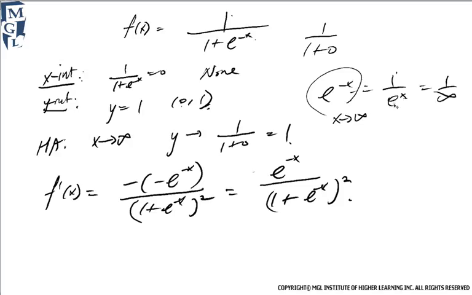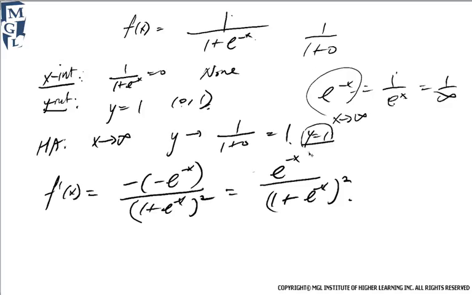So that's the horizontal asymptote? Yeah. When x approaches infinity and y is approaching that number, that's a horizontal asymptote. And y is approaching 1? Yeah. So the horizontal asymptote is y equals 1.